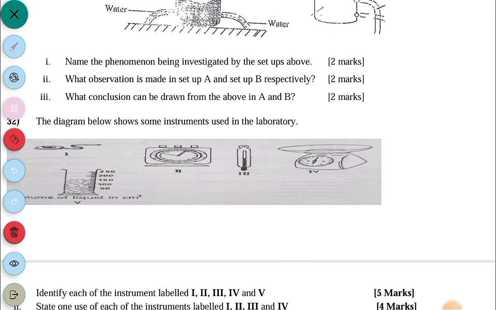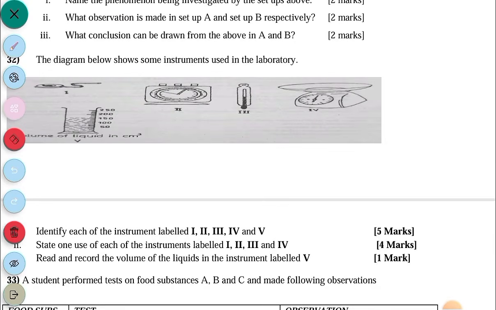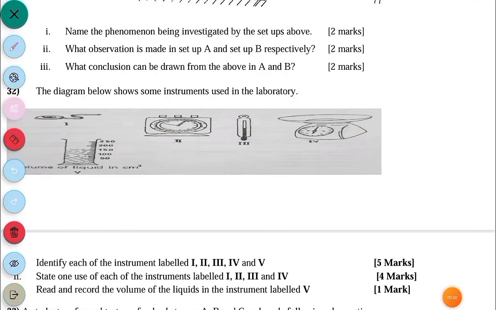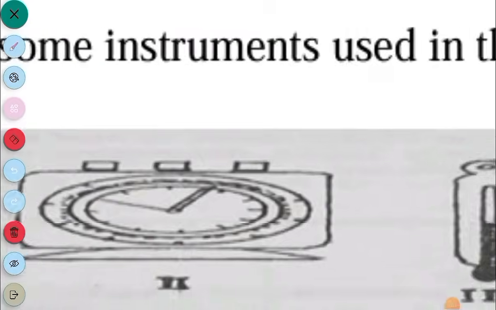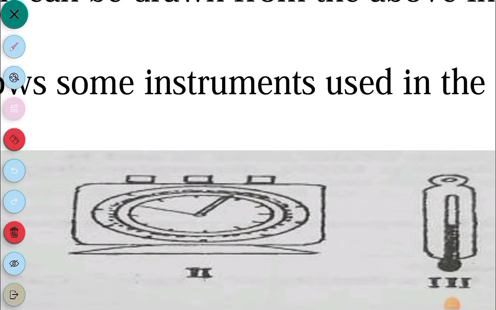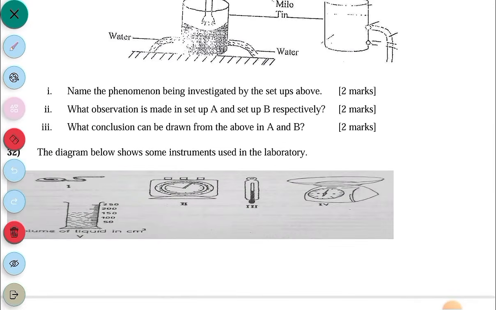The next one, the diagram below shows some instruments in the laboratory. So identify each of the instruments I to V. So I here is a tape measure. II is not very clear, but zooming in it is actually a clock. Then III is a thermometer. IV is a top pan balance, and then V is a measuring cylinder.